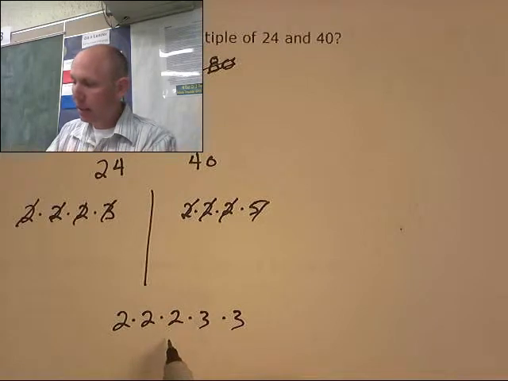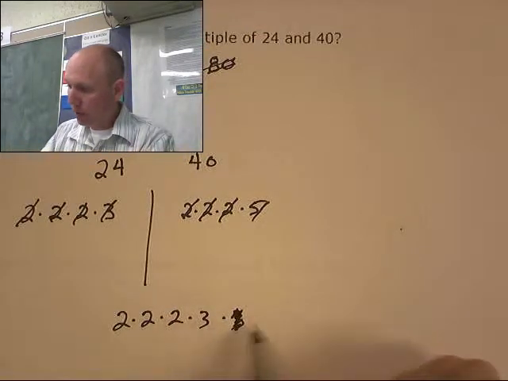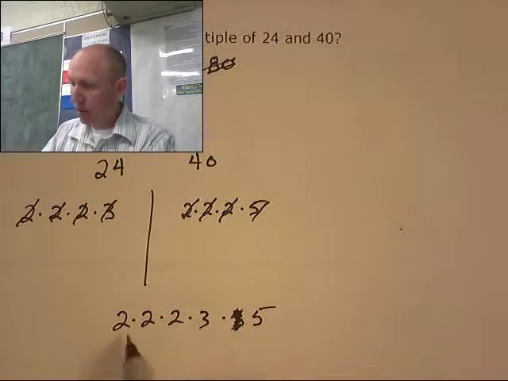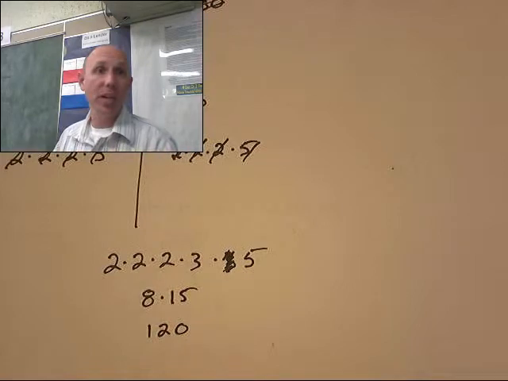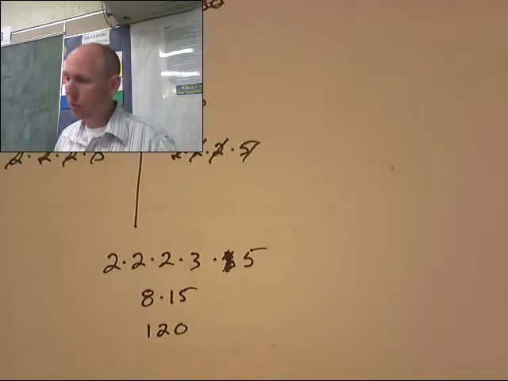That's going to be 8. No, this was a 5, wasn't it? Sorry. This is 8 times 15, which is 120. You can't see it because it's off the page. All right, there you go.